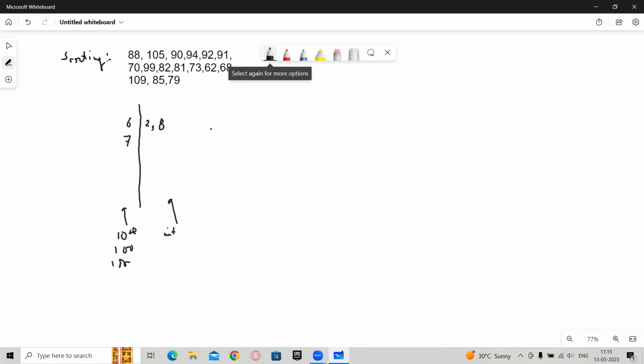And in the 70s, you can see the first is 70, so 0. Then just cross down those numbers. 70 is done. Then 73 was there, so 3. Then 79, and what was it? So this is 79. Now next is your 80s space.